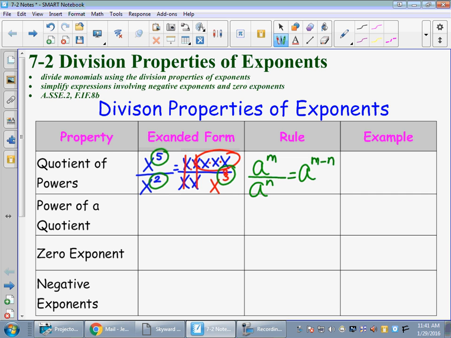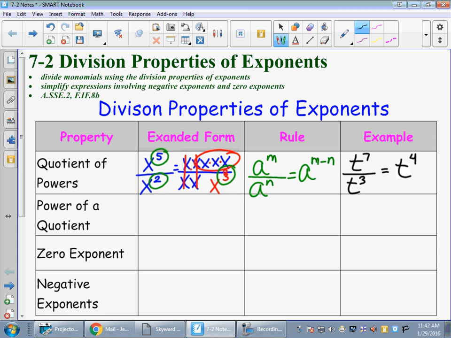As an example, if I have t to the 7th over t to the 3rd, rather than expanding it out, I can subtract the top from the bottom. You have to do top minus bottom, and you end up with t to the 4th. And that's it. Division is the opposite of multiplication. When we multiplied powers, we would add the exponents. So it seems only fitting that when you divide them, you're going to subtract the exponents.